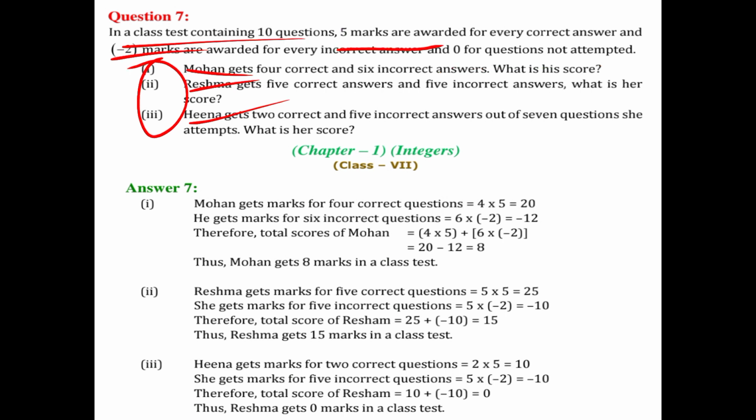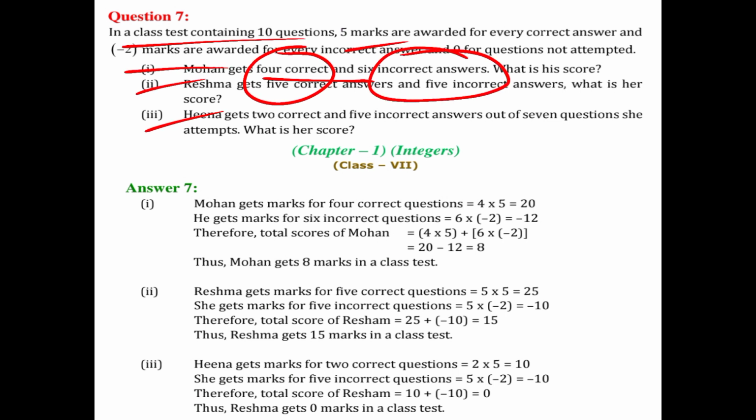Right, so there are 3 parts of question number 7, and we have to solve each of them one by one. Let's take the first part first. Mohan gets 4 correct answers and 6 incorrect answers. What is his score? Mohan attempted all the questions. 6 of them are wrong and 4 are correct. You have to remember that for every correct answer 5 marks are given, and for every incorrect answer negative 2 marks are given. So let's try to find the solution.